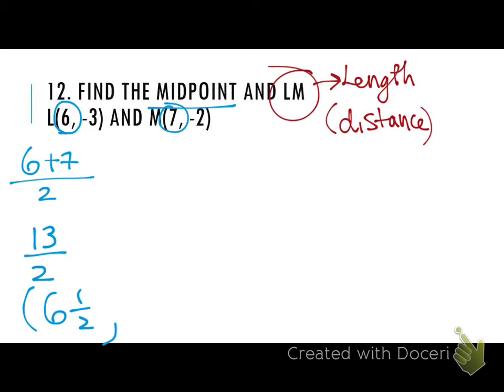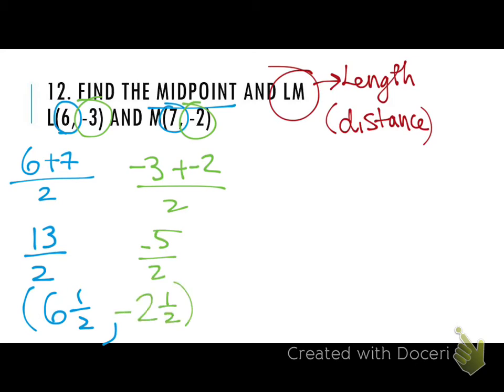Same thing here with -3 and -2. -3 plus -2 is -5. And -5 over 2 is -2.5. So again, you could have just known in your head that between -2 and -3 is -2.5. Okay, you don't have to show the work on the quiz. For the length, though, you will need to.